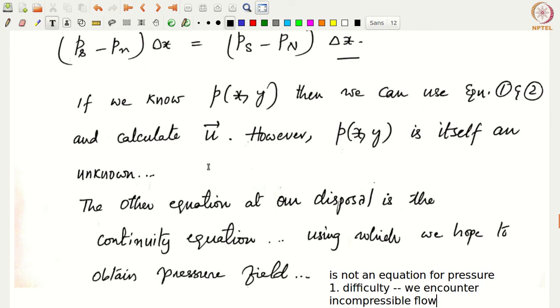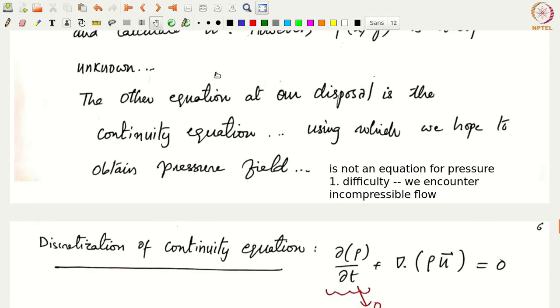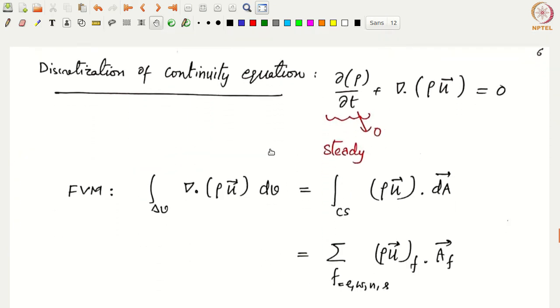Because you remember, if the flow is compressible, then density comes into play, and through the equation of state, density and pressure are related. As a result, things are balanced. Which is not the case for incompressible flows, because density is constant. So that is the first difficulty. We will see what other difficulties we get in solving the fluid flow equations for the incompressible range. Then let us look at the discrete continuity equation.